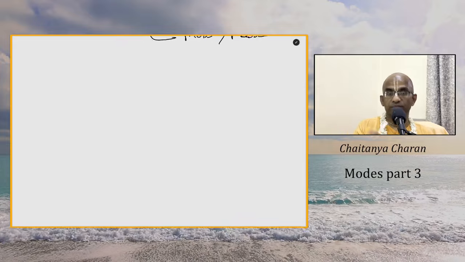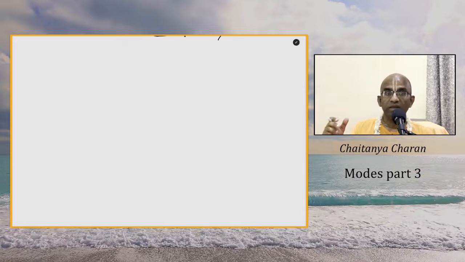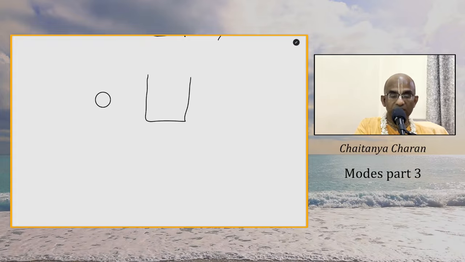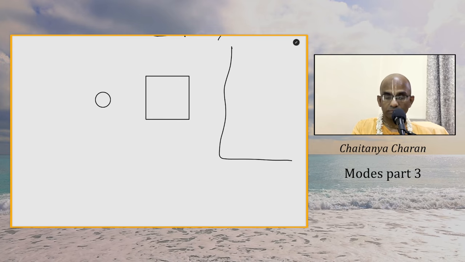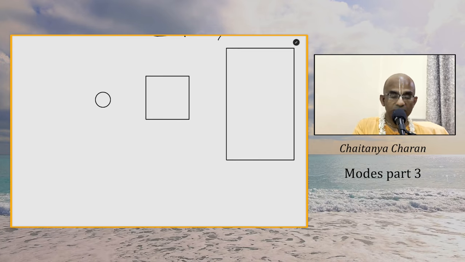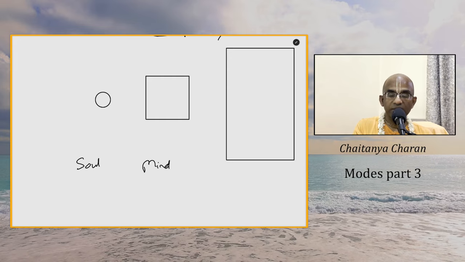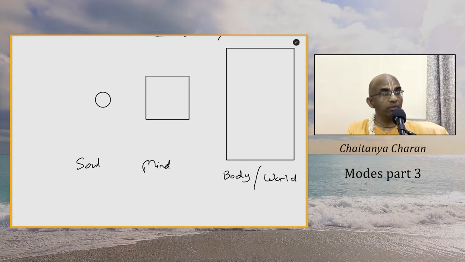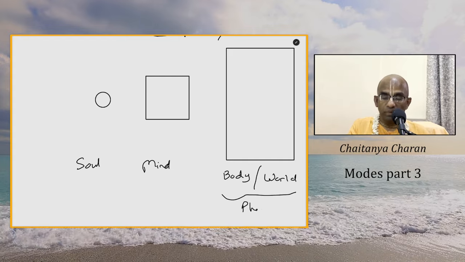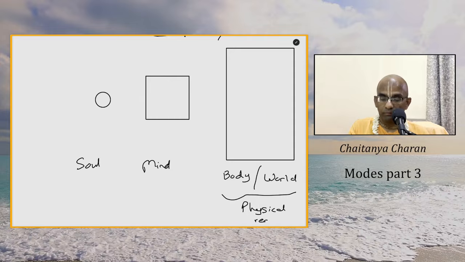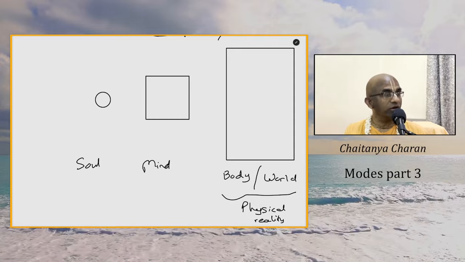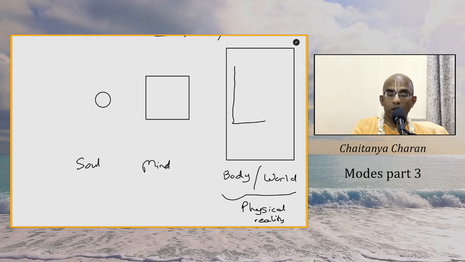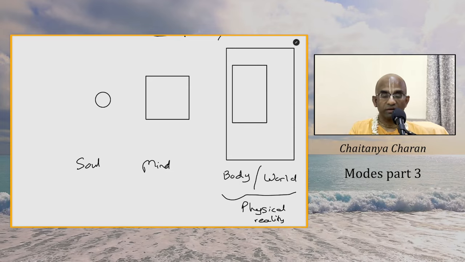Once we understand that the gunas are working, it is helpful to consider that there are three levels of reality: the soul, the mind, and the body/the world. I'm putting the body and the world together because both of these are a part of the physical reality. Our body is a part of the physical reality. The mind cannot be seen. So we could almost put it this way, that our body is a small set within the world.